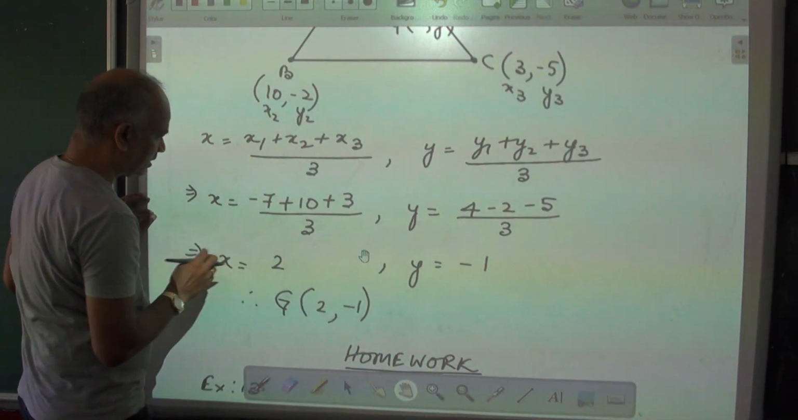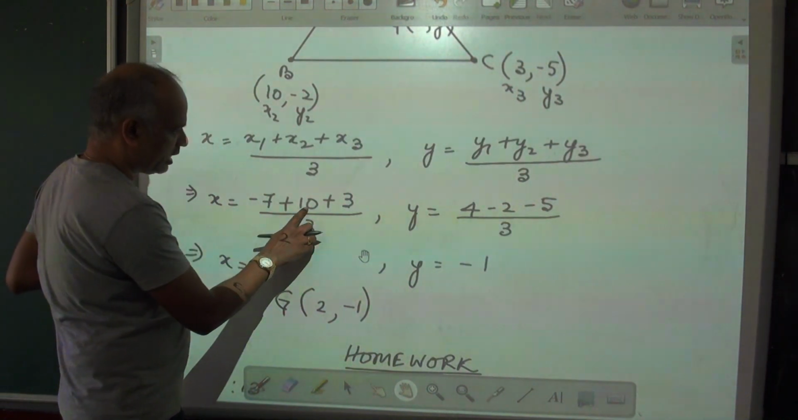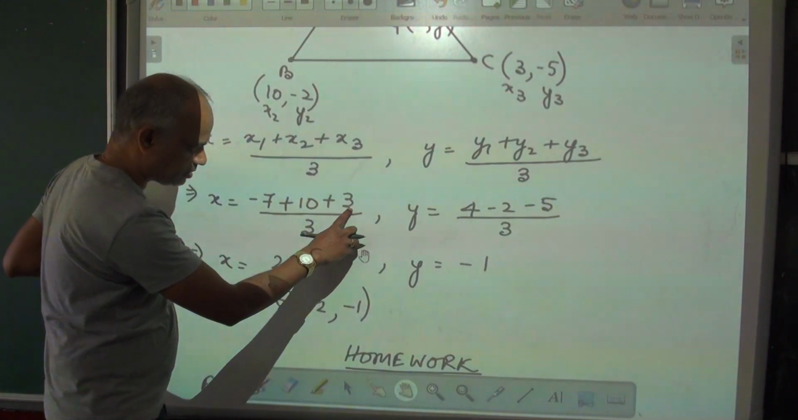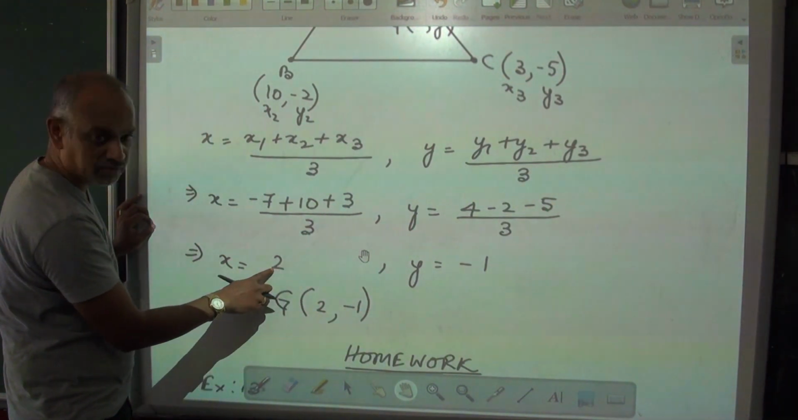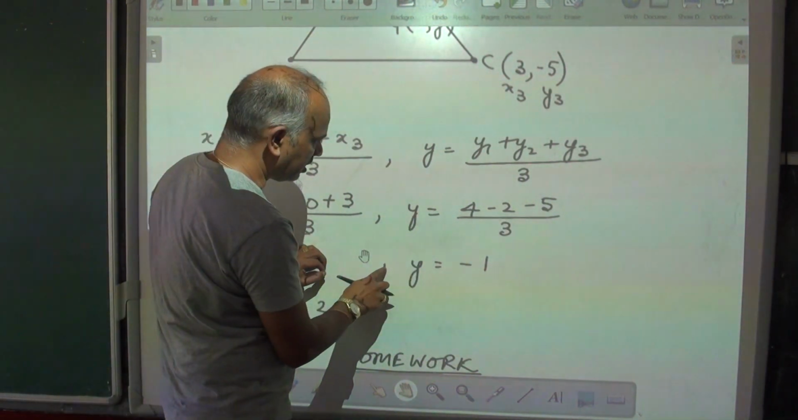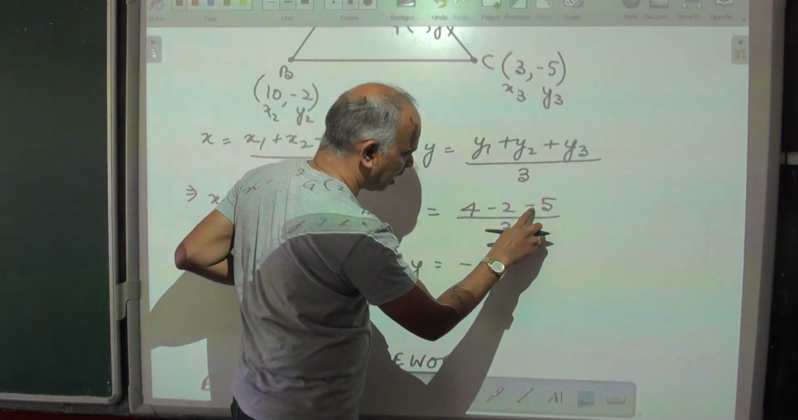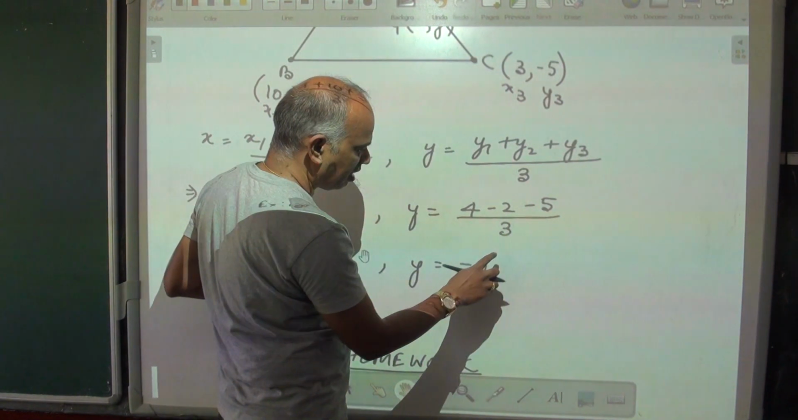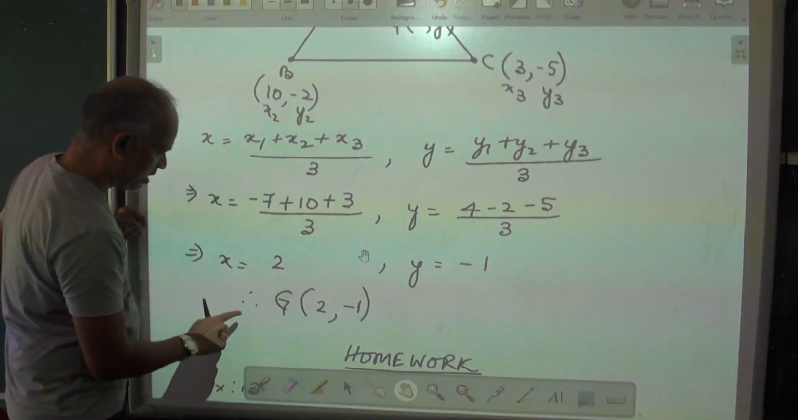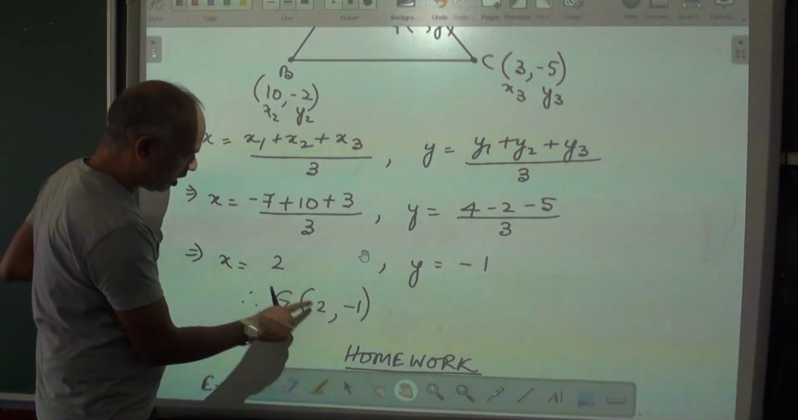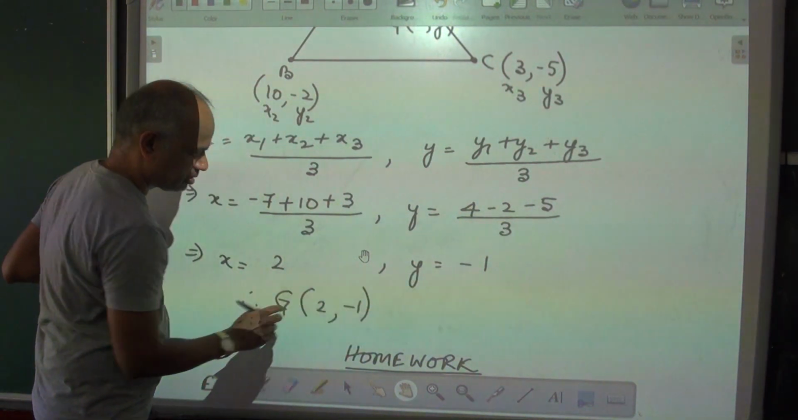On simplifying this, x is equal to 10 minus 7 is 3, 3 plus 3 is 6, 6 divided by 3 gives you 2. Y is equal to 4 minus 2 is 2, 2 minus 5 is minus 3, divided by 3, that's minus 1. Therefore, G is the centroid whose coordinates are 2, minus 1.